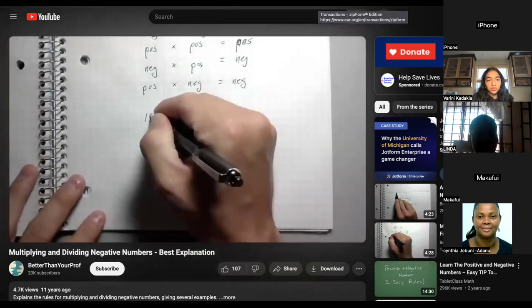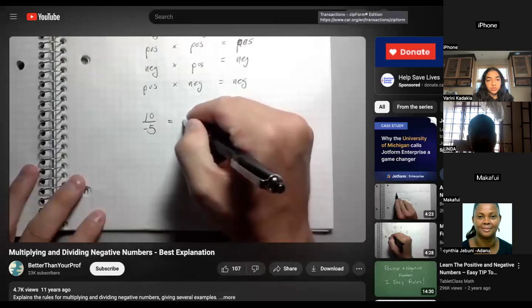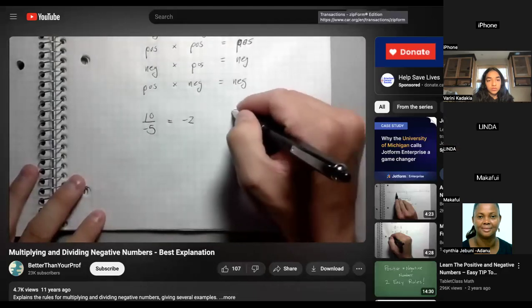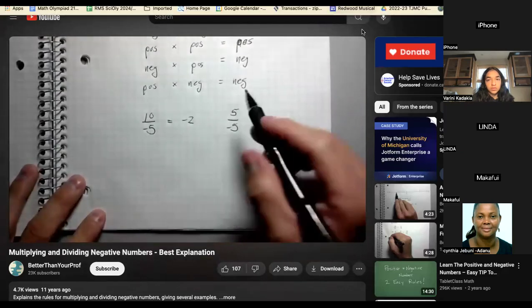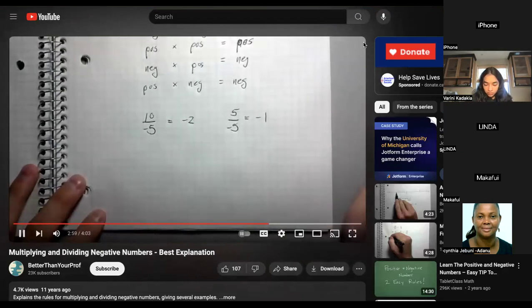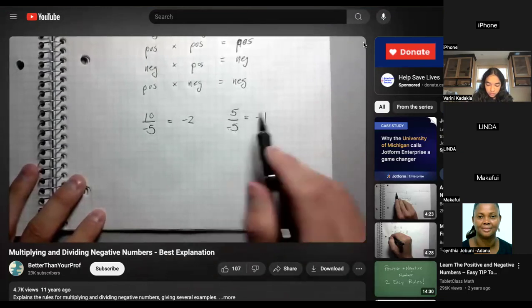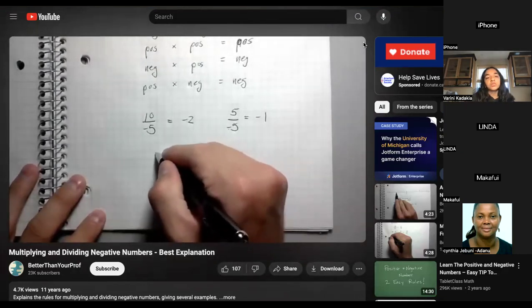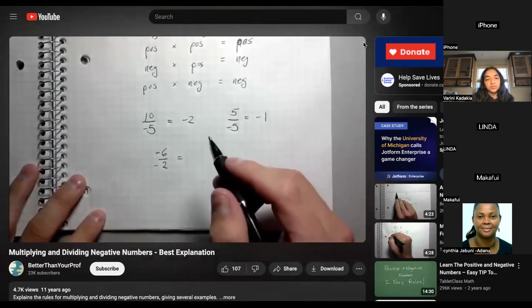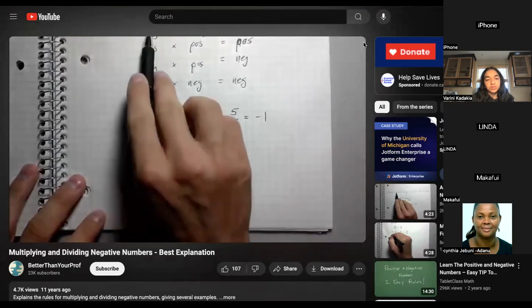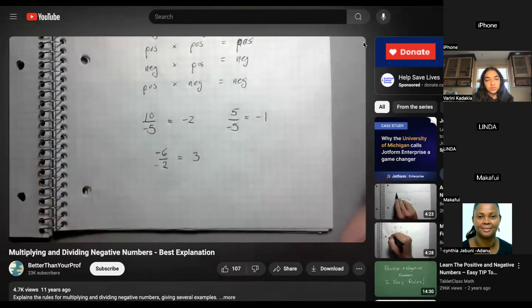If I took positive 10 divided by negative 5, that's going to be what? Negative 2. How about a positive 5 divided by negative 5? Isn't it the same exact situation, except now it's negative 1, right? Because anything over itself is 1, and the negative and the positive make this a negative. Does that make sense? Okay, how about this? What if I had a negative 6 over negative 2? Negative and negative make positive. So this is 3.